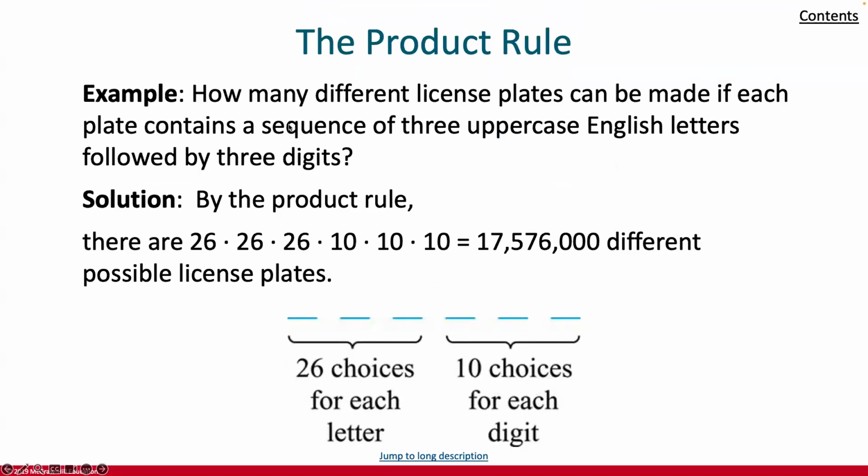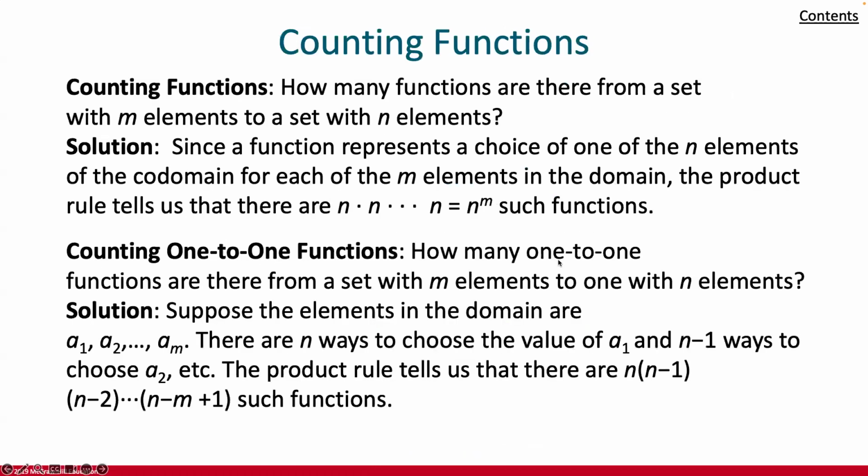How many different license plates can be made? Each plate contains a sequence of 3 uppercase English letters followed by 3 digits. So we have 26 choices for each of the first 3 and 10 choices for each of the next 3. And so by the product rule, it's 26 times 26 times 26 times 10 times 10 times 10, and we can see that's about 17.5 million different possible license plates in that kind of scenario.